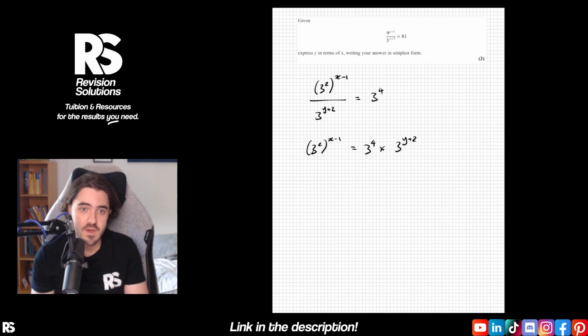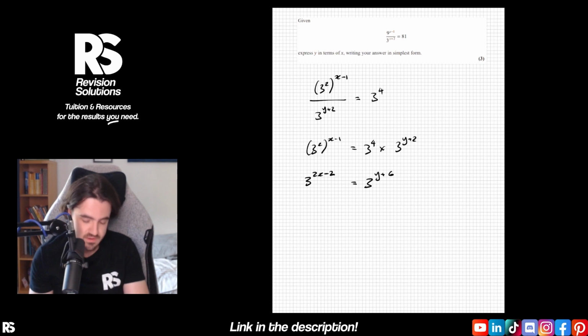Now we can start simplifying on both sides. On the left-hand side, we can use the nested powers rule. So we've got 2 times x minus 1. That would be 3 to the 2x minus 2. On the right-hand side, we're just multiplying, so we're just adding the powers. That would be 3 to the y plus 6.